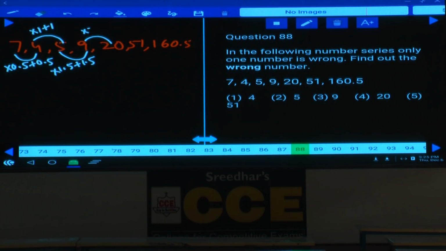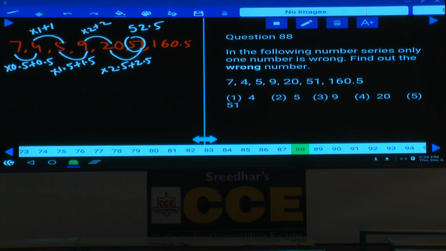Next, 9 into 2, 18 plus 2 is 20. So the multipliers are 0.5, 1, 1.5, 2, and the same numbers are added. Next one into 2.5 plus 2.5. Now 20 into 2.5 is how much? 20 into 2 is 40 plus 10, 50. 50 plus 2.5, hence the correct number must be 52.5. Now in the place of 52.5, what number is given here? 51. That is the odd one.